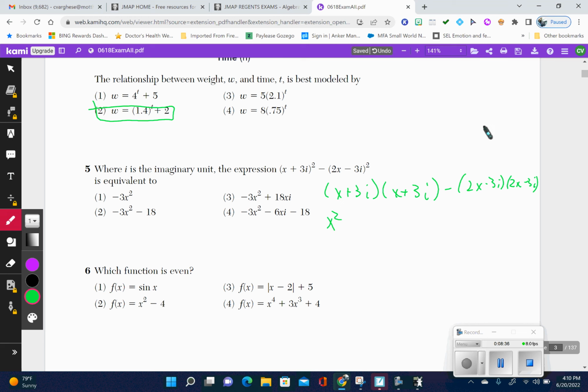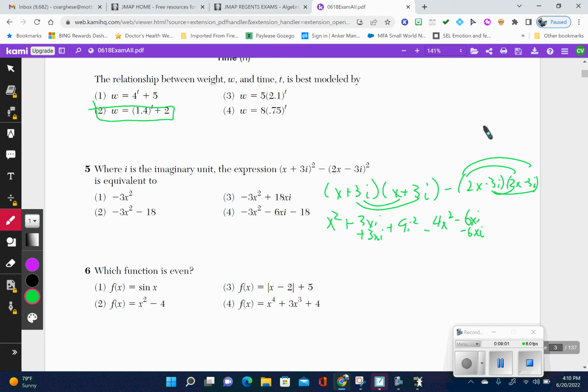So that's going to give me x squared plus 3xi plus another 3xi plus 9i squared minus, I'm going to do this one as well. So that's going to be 4x squared. Multiply that, that's going to be negative 6xi minus another 6xi.